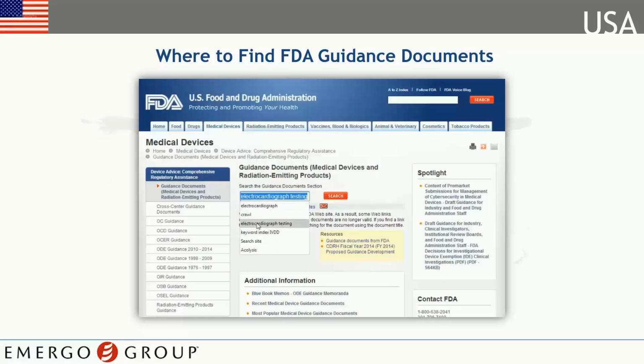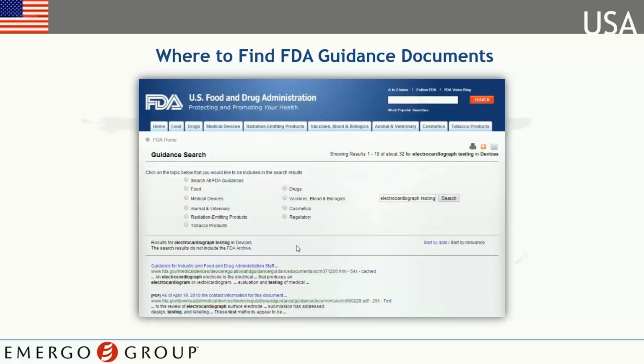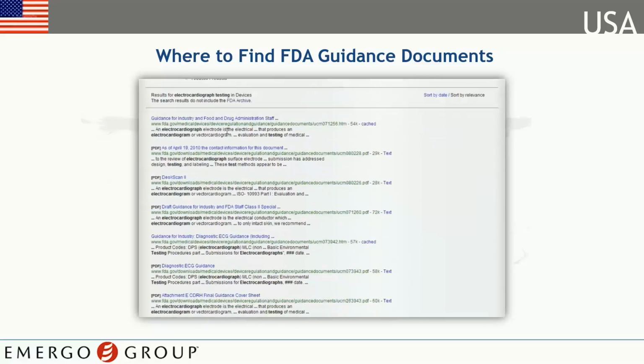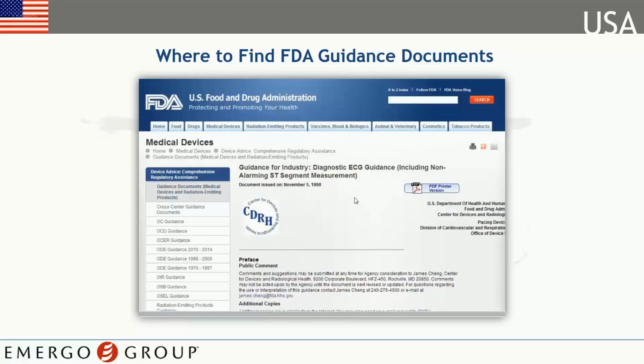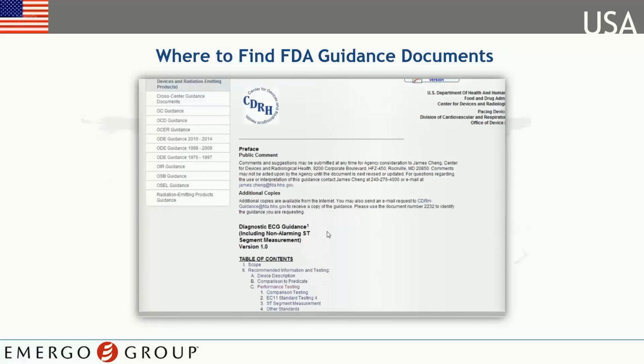For example, if you were looking for information on testing requirements for electrocardiographs, just type electrocardiograph testing in the search field and click Search. Scroll through the available links and select the one most relevant to your search. This one looks pretty good. The guidance documents are actually displayed on the website itself, but you can also download them as a PDF.